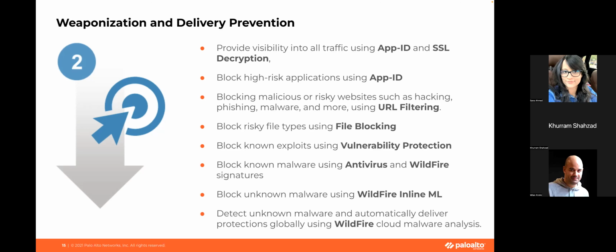And then last but not the least, if all these layers are passed, we have WildFire, which will analyze any unknown malware or any unknown file in the cloud, determine if it's malware, benign, or grayware. And then if malware, it will automatically deliver protections globally. So that includes, for example, antivirus and WildFire signatures. That includes updates to the inline ML model. That also includes marking any dangerous URLs with URL filtering and basically helping all other features do their purpose.